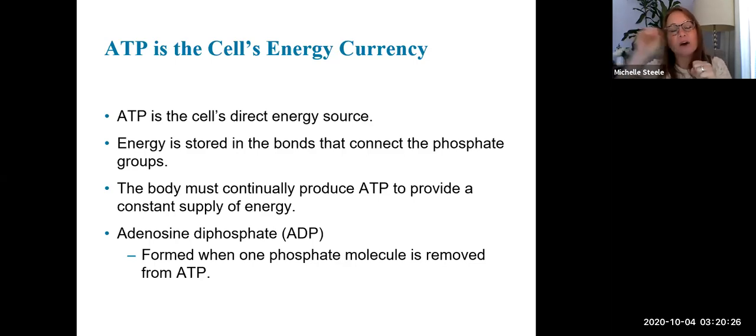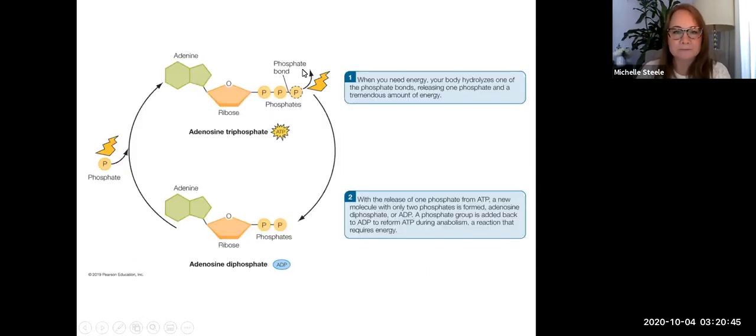It basically comes off of the ATP molecule, and it leaves that ATP molecule now as adenosine diphosphate, meaning it only has 2 phosphate molecules. This is what happens when one of those phosphate molecules is removed from the ATP. Let's look at what that means. So here we have this energy cycle. Now, when our bodies need energy, it's going to take this ATP energy molecule. Here's that adenine, here's the ribose, and here are those all-important 3 phosphate bonds.